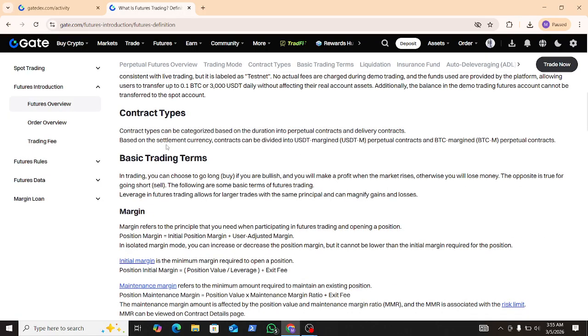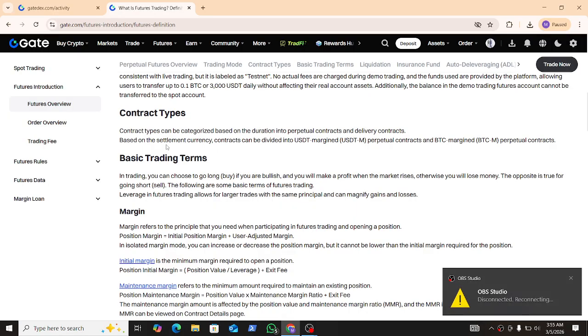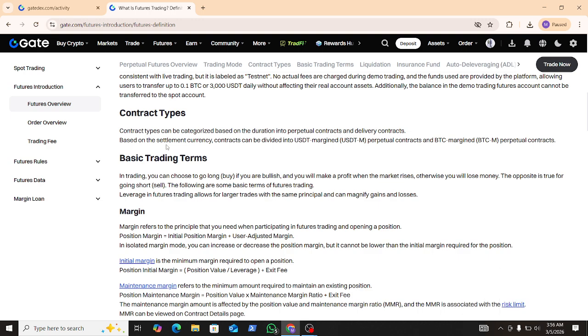Contract type. Contract types can be categorized based on duration into perpetual contract and delivery contract. Based on the settlement currency, contracts can be divided into USDT-margined USDT-M perpetual contracts and BTC-margined BTC perpetual contracts.